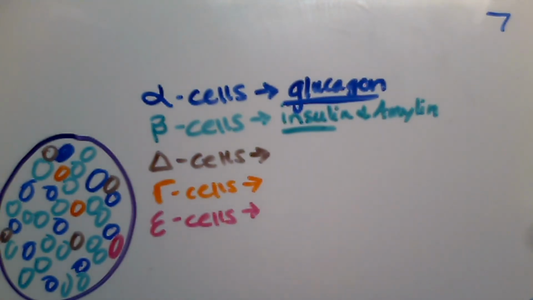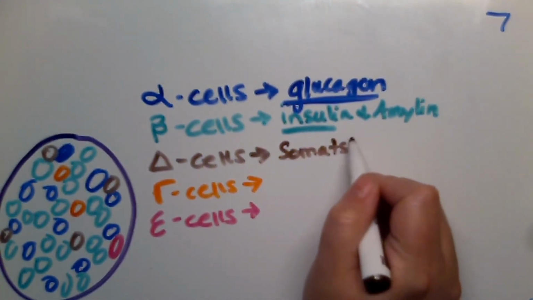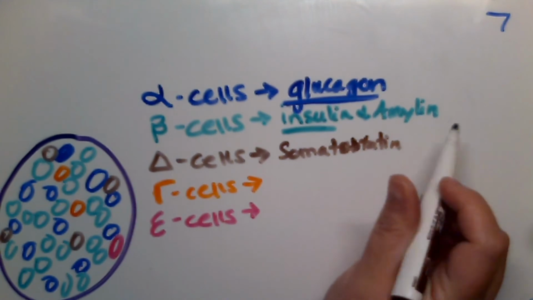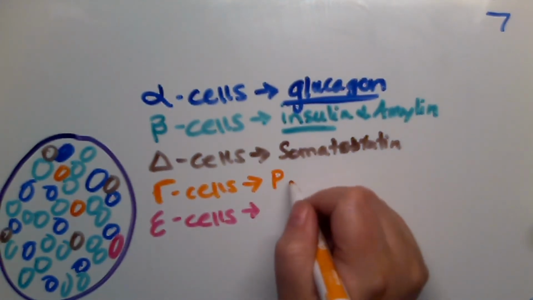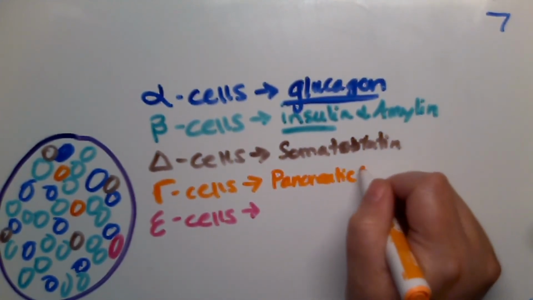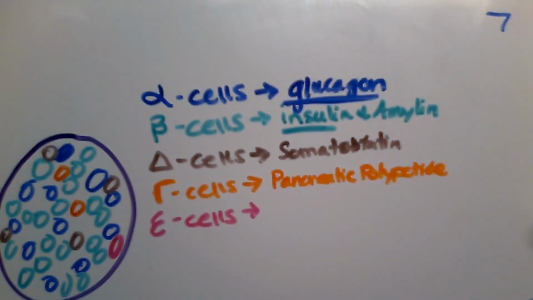The delta cells are our third most common cell within the body, and the delta cells are responsible for producing somatostatin. Remember, the somatostatin is responsible for stopping the stomach from producing acid. It also tells the rest of the body when to produce hormones, when not to produce hormones, especially within the pancreas. The gamma cells produce something called a pancreatic polypeptide. Again, that's going to talk to the rest of the GI tract about some function that it needs to do.